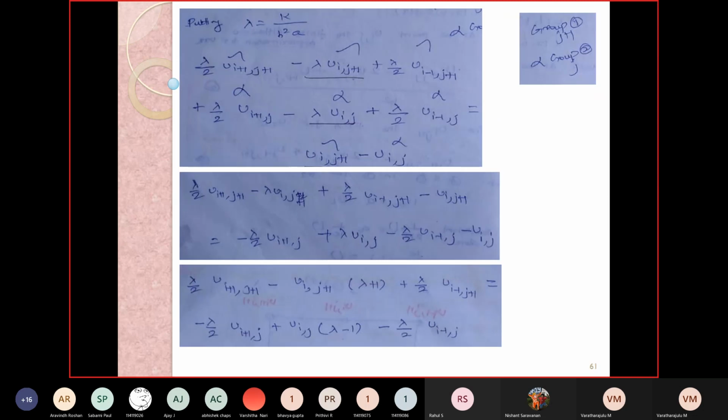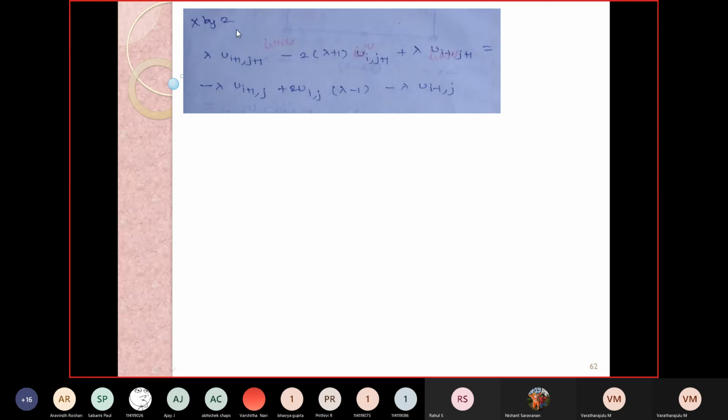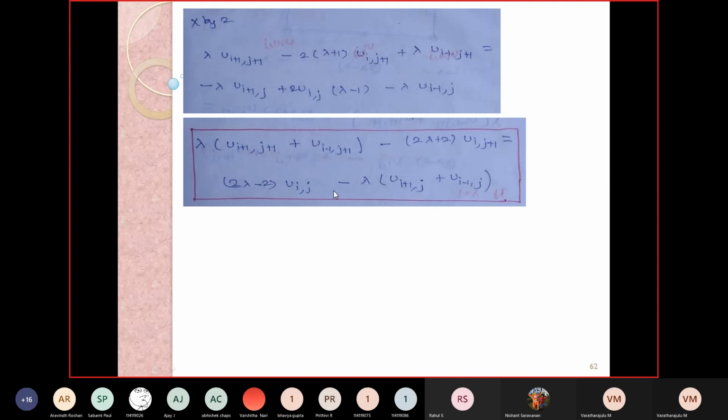I am multiplying by 2 in all the terms, since there are two divisions in the terms. You will get this equation: lambda into u(i+1, j+1) minus 2 into (lambda plus 1) u(i, j+1) plus lambda into u(i-1, j+1) is equal to minus lambda into u(i+1, j) plus 2 into u(i, j) into (lambda minus 1) minus lambda into u(i-1, j). And this is the Crank Nicolson formula.